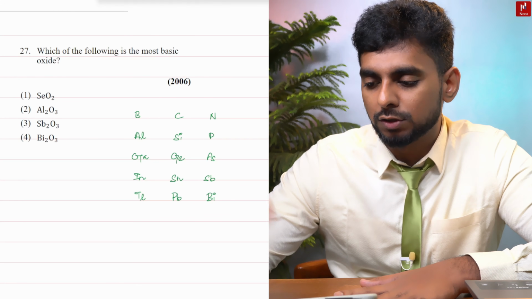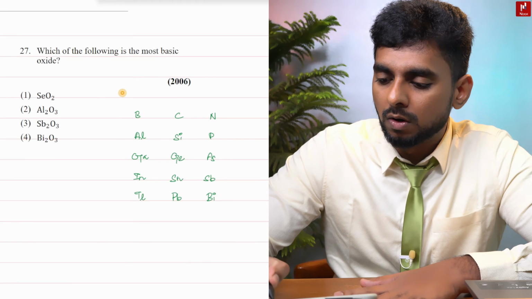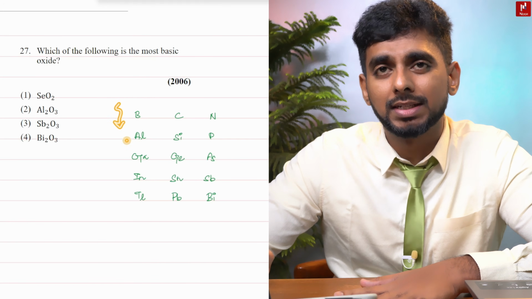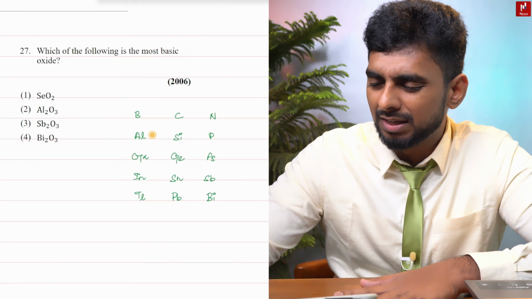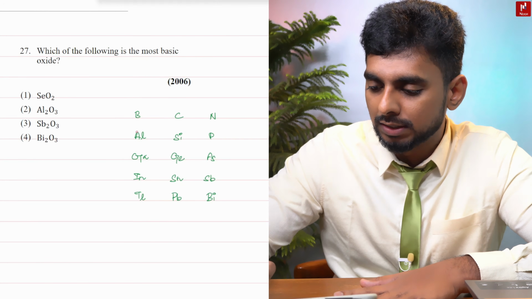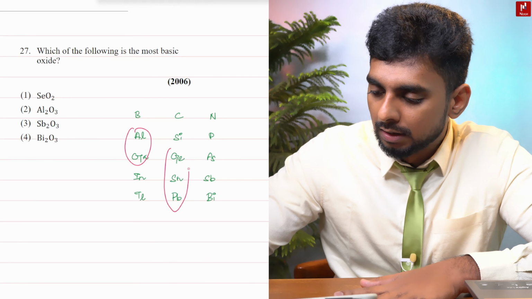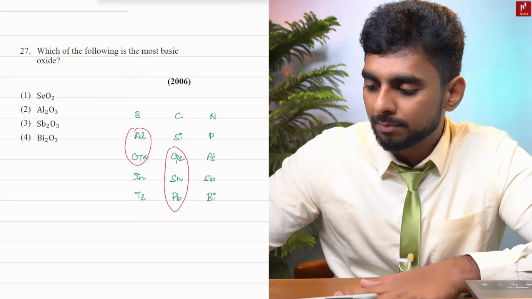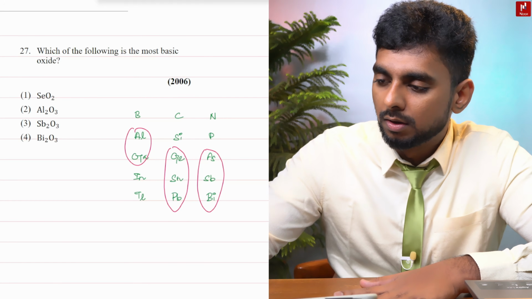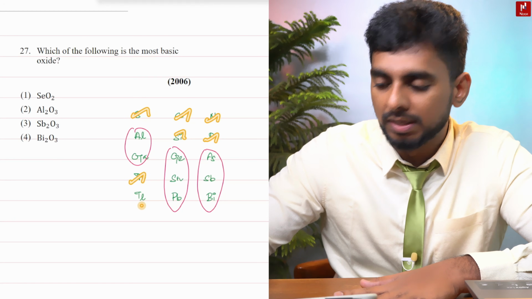So here, what they're asking us to find is the most basic. So which one has the most basic nature? I just know, across the period, acidic nature increases; down the group, acidic nature decreases, right? So first, let me find out the amphoteric oxides. Aluminum, gallium, that's going to be amphoteric. Same way, germanium, tin, lead, that's going to be amphoteric. Same way, arsenic to bismuth, this is going to be amphoteric. So these elements are acidic in nature. These two are basic in nature, right?